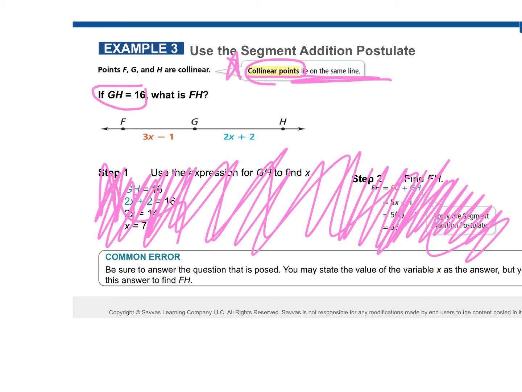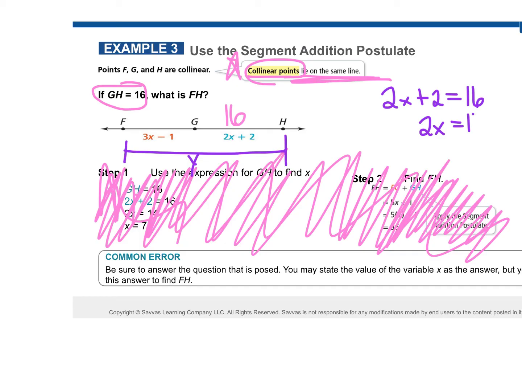So this says GH is 16, and it wants us to find FH. And because we got X's here, I'm going to label that Y. It wants us to find Y. So you got to think about where you can see an equation. Well, 2x plus 2 has to equal 16, right? So if I subtract 2 from both sides and then divide by 2, I get x equals 7.